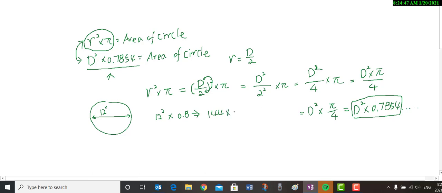144 times 80% becomes about 115. Okay, but if you put this in a calculator, 12 squared times 0.7854, I believe it comes out to 113.809 something. Okay, so you can see how close these two numbers are. So if you don't have a calculator and you have to figure out the area of a certain circle, then this is a pretty good way to estimate the area of the circle.